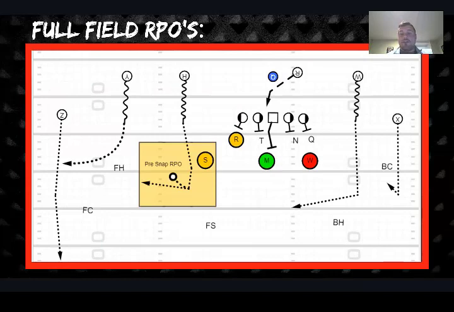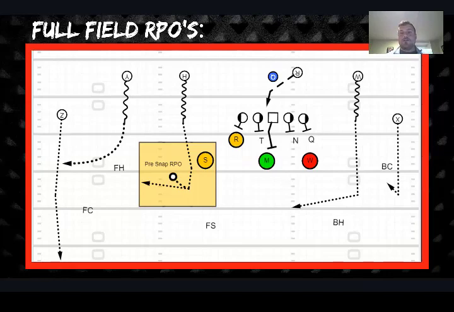And then understanding full and half field is huge because full field RPOs have developed to take advantage of your response to half field RPOs. So just understanding if you're getting that. If you're not getting full field RPOs, then you can defend half field RPOs much more aggressively. If you are getting full field RPOs, you have to understand that in your menu of plays, you have to have ways to handle that.